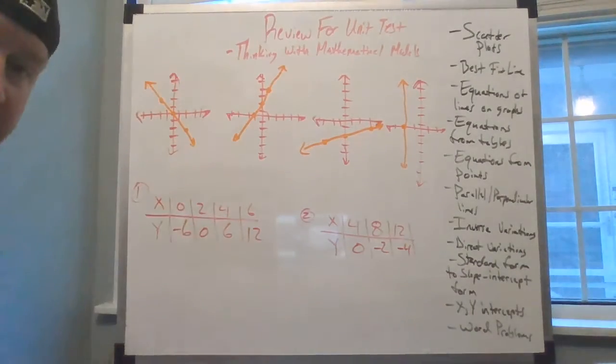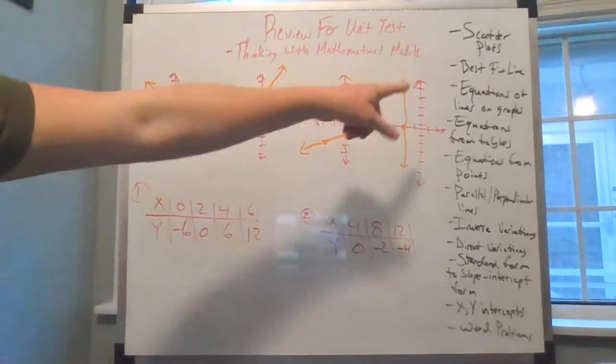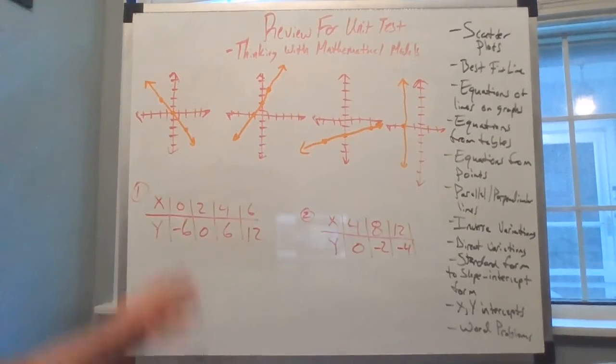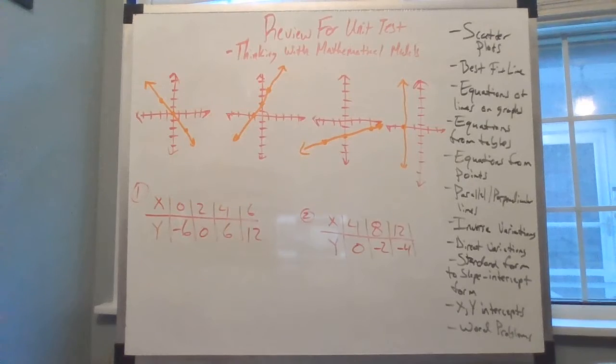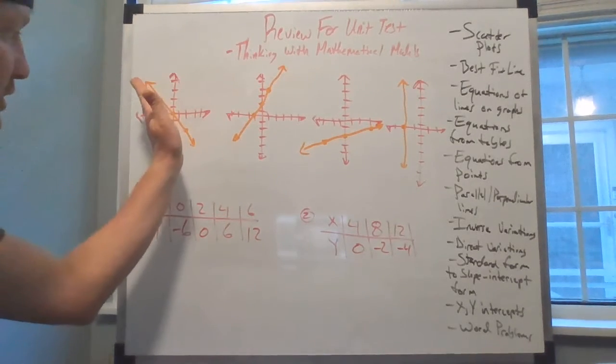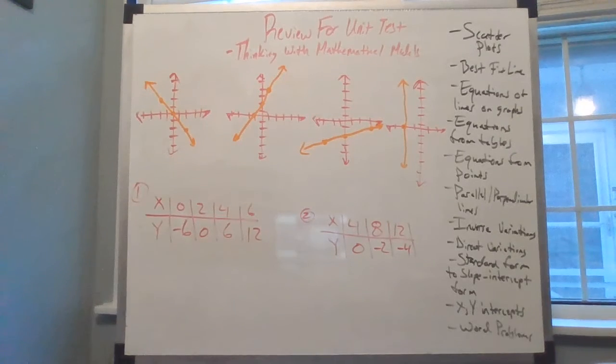All right, second thing for review today, we're going to go over equations of lines on graphs and equations from tables. So I got 4 different examples here. Here's how you do it. First thing first, look at the line, ask yourself, is it going in a negative direction or is it going in a positive direction? Because then you know if it's a negative slope or a positive slope.